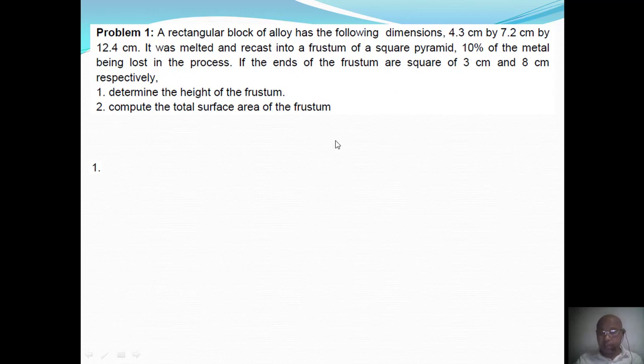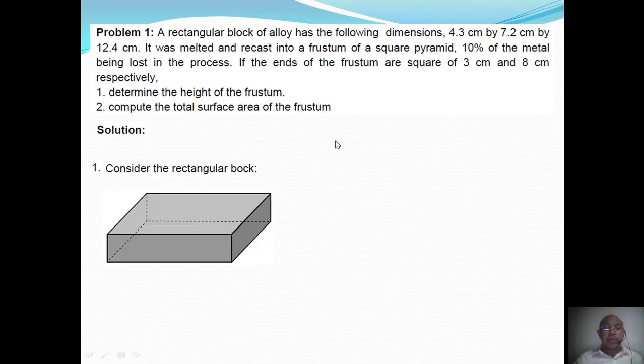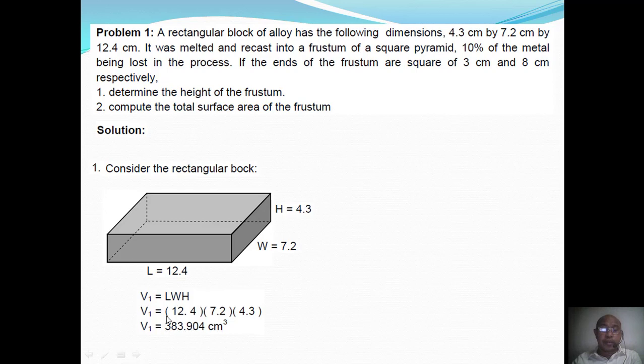Okay, so solution. Considering the rectangular block, we have 4.3, 7.2, and 12.4. So the volume is length times width times height. So 12.4 times 7.2 times 4.3, that is 383.9.